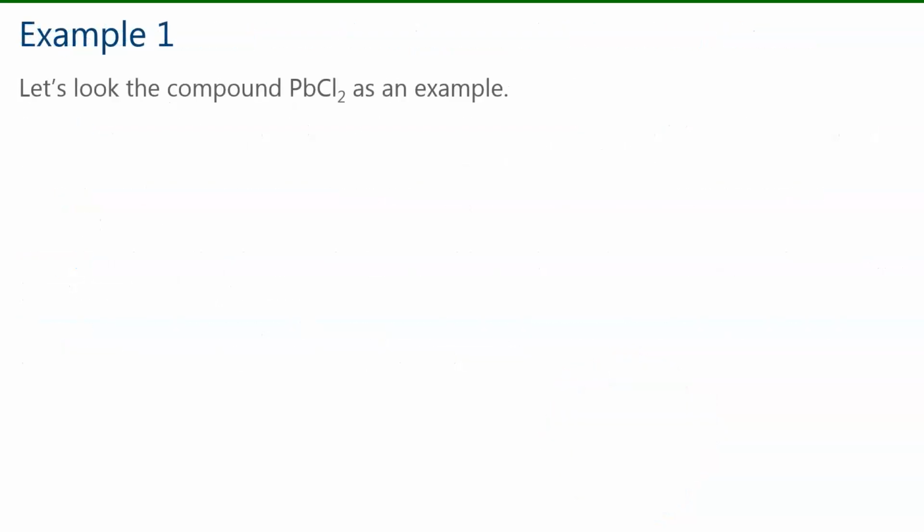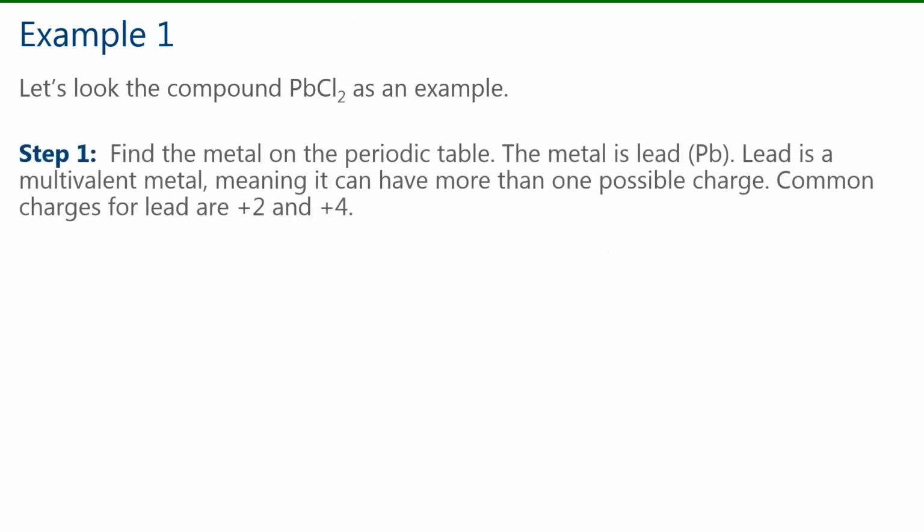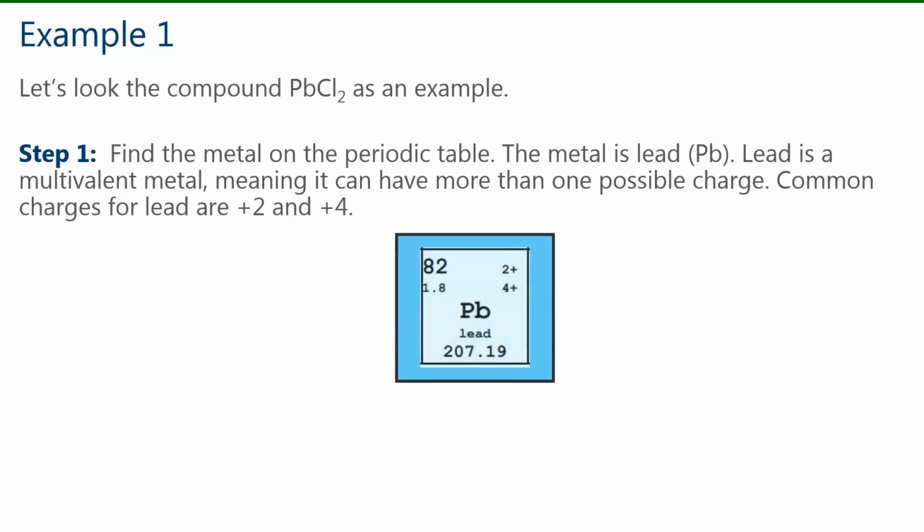Our first example, we're going to look at the compound PbCl2. Our first step is to find the metal on the periodic table. The metal is lead. Lead is a multivalent metal, meaning it can have more than one possible charge. We know this because we see two charges listed on the periodic table. The common charges for lead are +2 and +4.